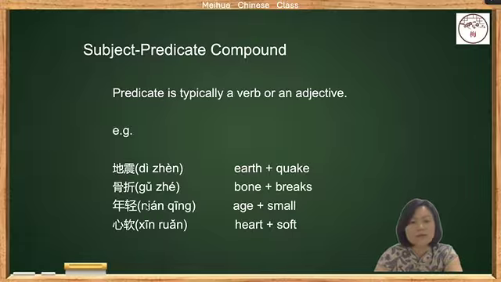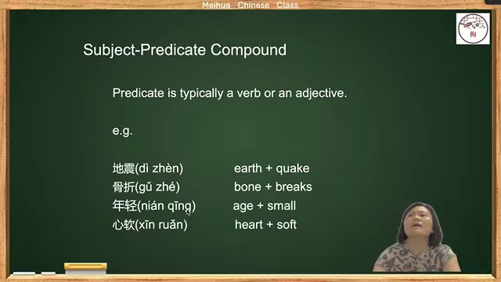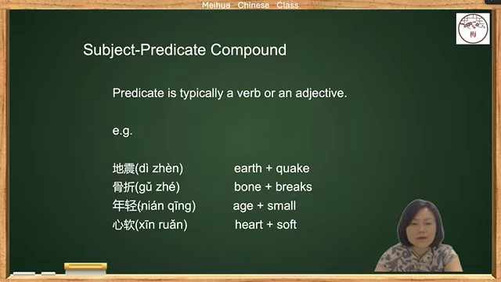年轻, 年 means age. 轻 means something small, light, or something young. 年轻 means age is small. Someone is young because his or her age is very small. So here you can see the part of the predicate, 轻, is actually an adjective, right? It's not a verb. So an adjective can function as predicate in the Chinese language. As I just mentioned, this is one difference from the English language.